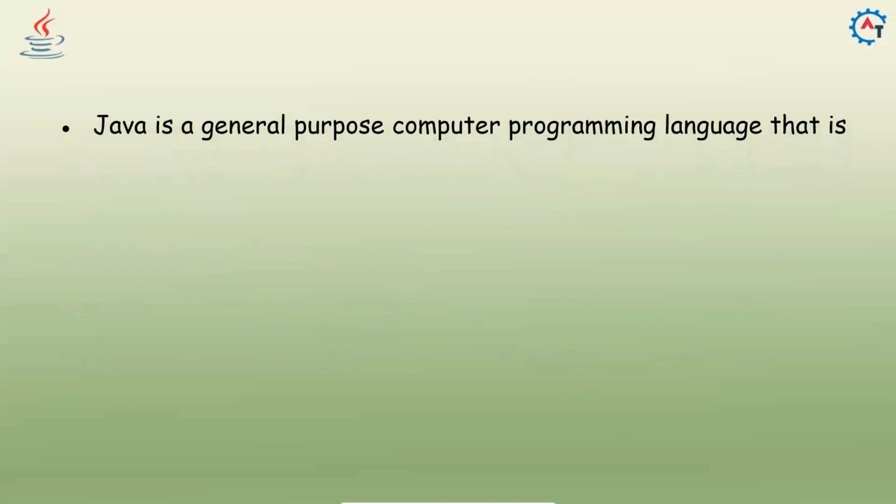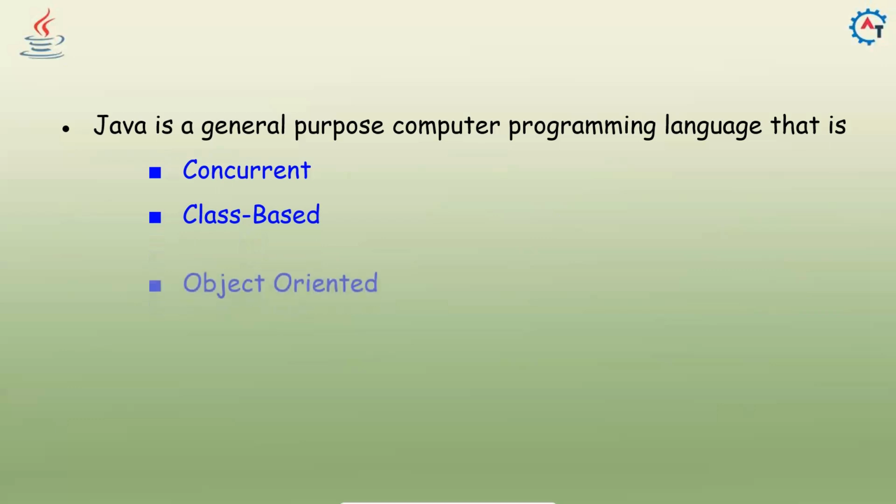Java is a general purpose computer programming language that is concurrent. Concurrent means it supports the multi-threading concept, means multiple tasks can be performed at a time. It is class based, so everything is in a class. Without a class, you cannot do anything in Java. What class and class based mean, we will see in our upcoming videos.